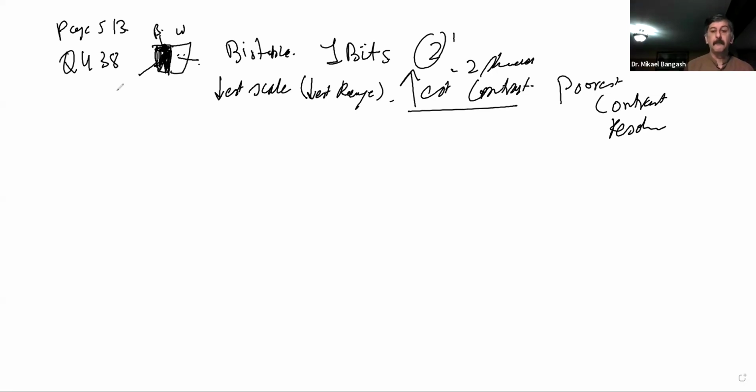Did you guys get that? Yeah. Okay. When we only have two shades or two colors, which is black and white, that is what we call bistable. So that's the smallest scale, because that was what we got from 1 bit.